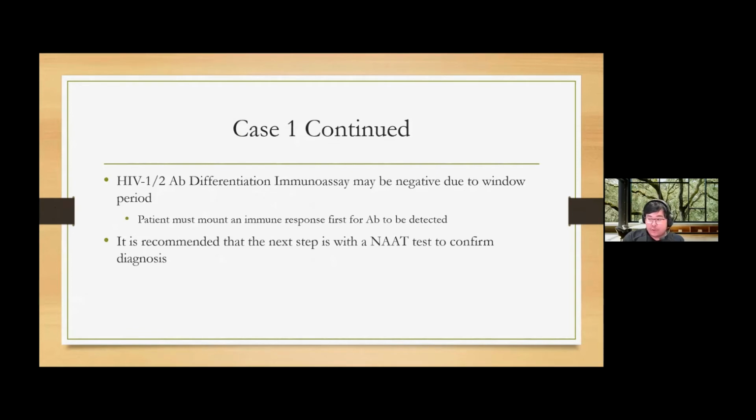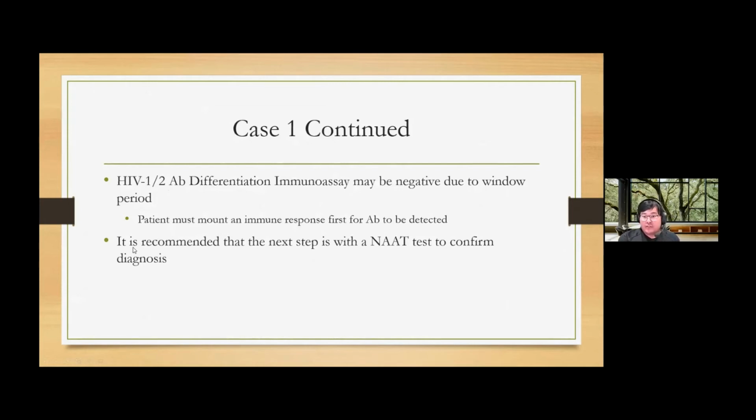The HIV 1-2 antibody differentiation immunoassay could be negative due to the window period. Remember, it takes about 23 to 90 days to get a result from antibodies. So 9 days apart, it could totally still be in the window period, and we don't have any antibodies. The patient has to mount the immune response first if we are to detect that antibody.